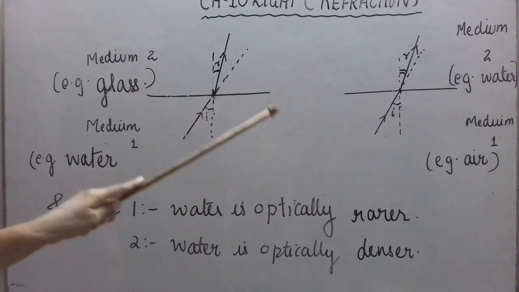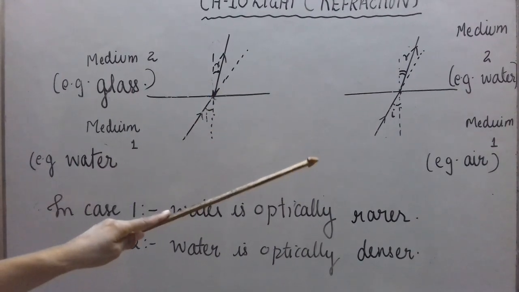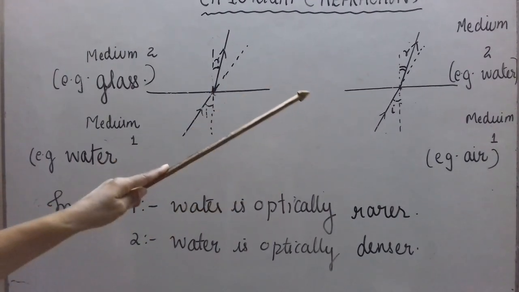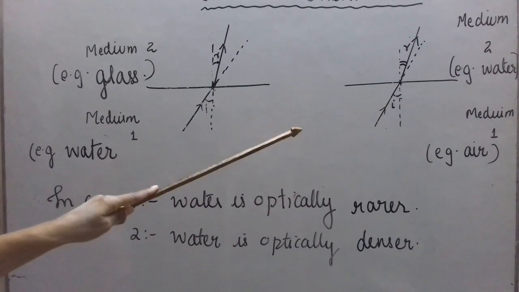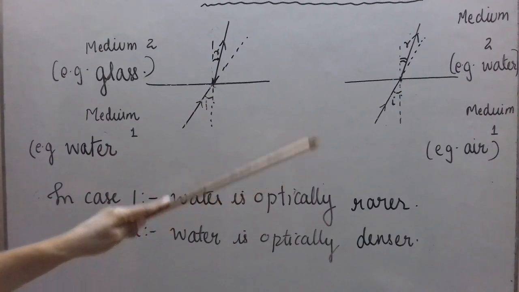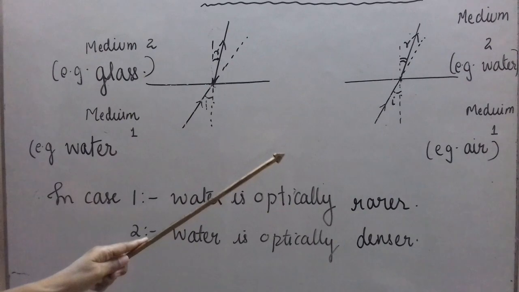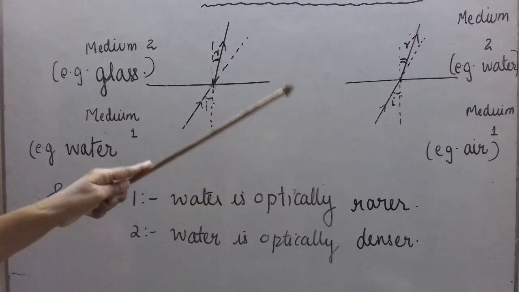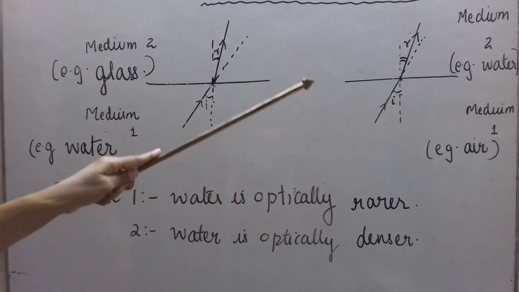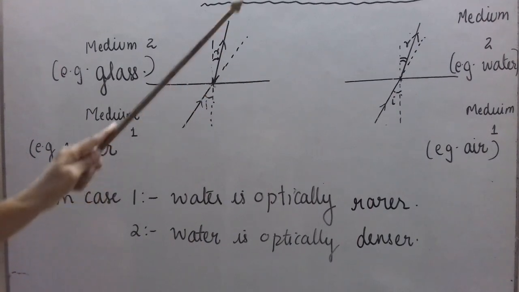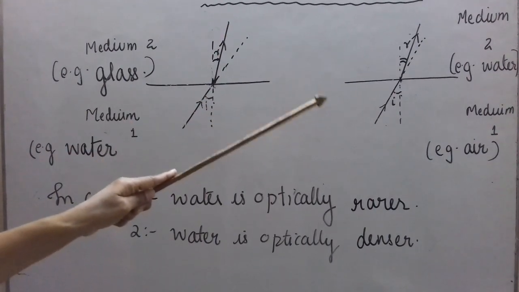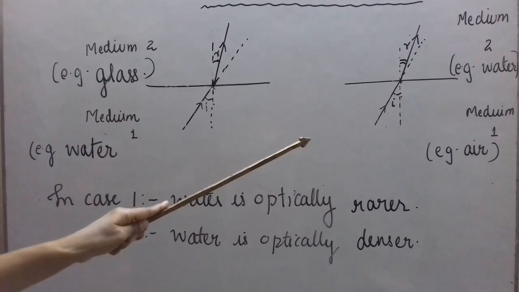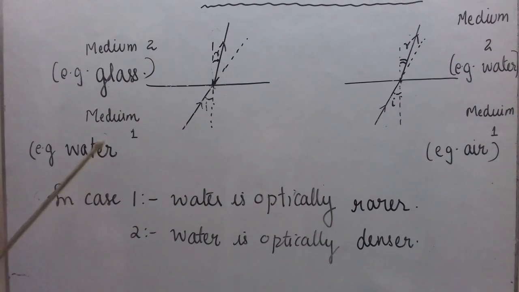Now let us consider the second diagram, where the first medium is air and the second medium is water. Now we know that air is optically rarer compared to water because the speed of light is more in air than in water. So the ray is bending towards the normal. So in the second case, water is the optically denser medium, whereas in the earlier case, water is the optically rarer medium.